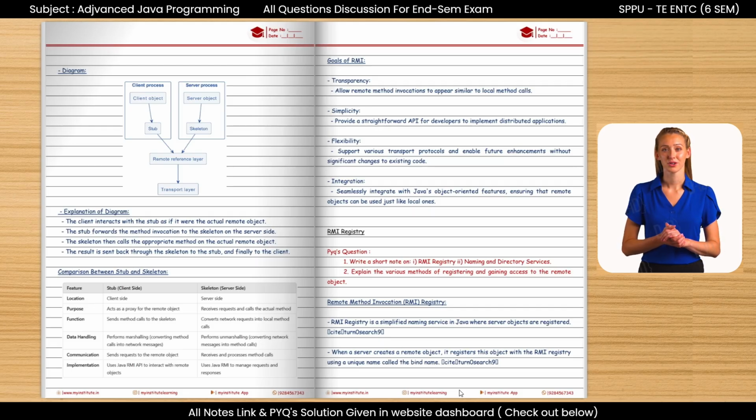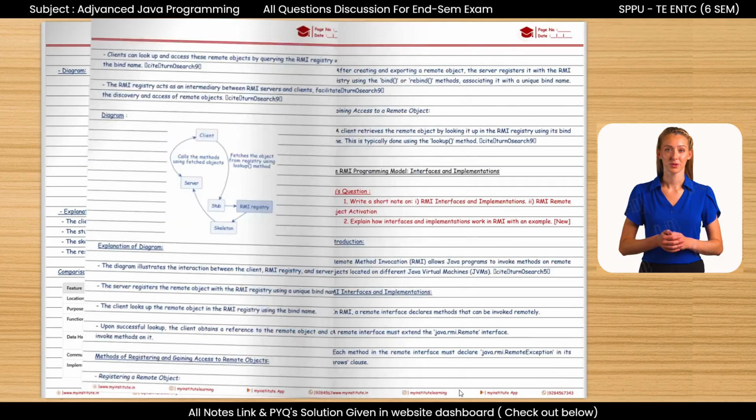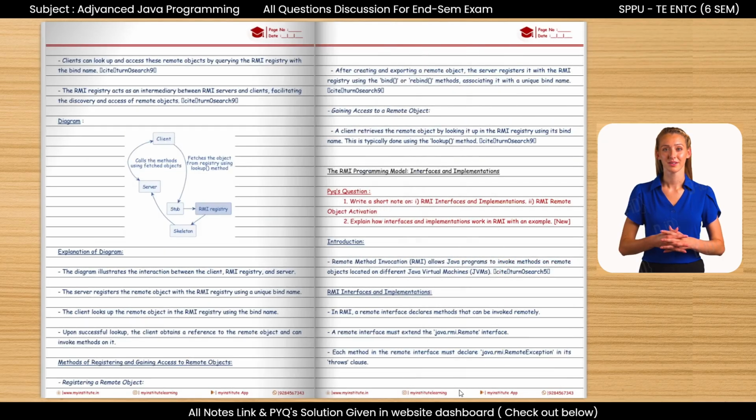Now, let's move on to our next topic, which is the RMI registry. From this topic, we can expect the question like, write a short note on RMI registry. The RMI registry is like a directory that keeps track of all remote objects that are available for access. When a server creates a remote object, it registers it in the RMI registry using a unique name. The client can then look up the object by its name and invoke its methods.